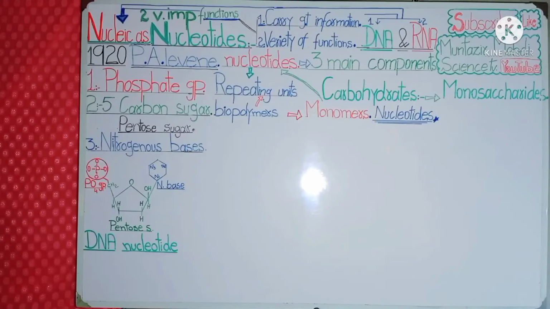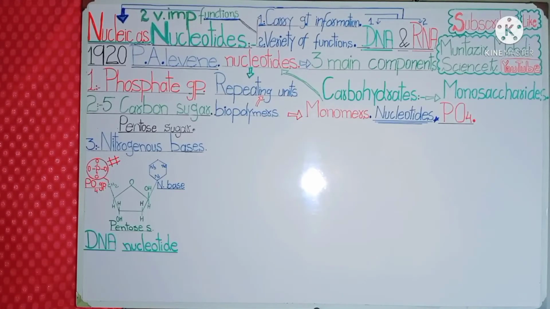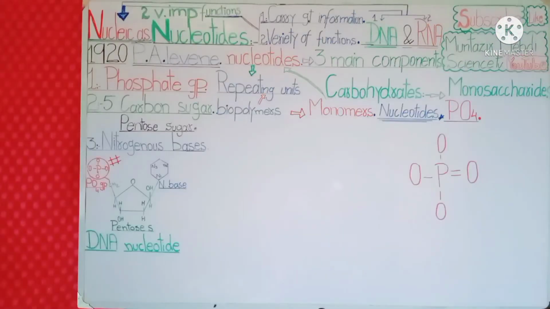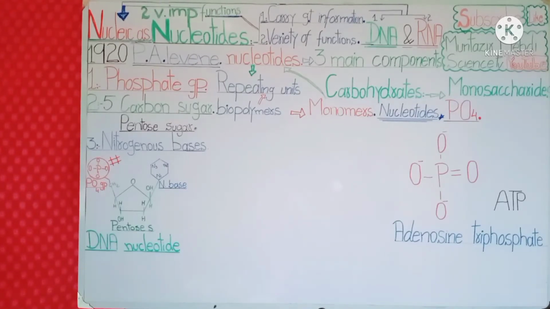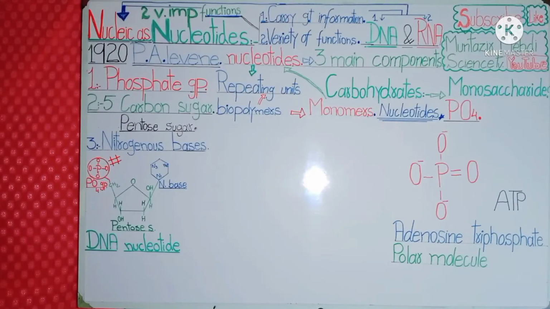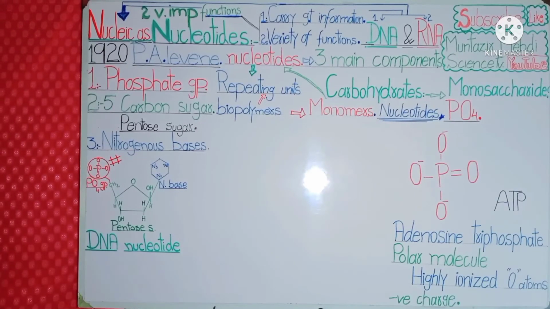The next important group to study in a nucleotide is phosphate, which is the entity right here. This phosphate group consists of a phosphorus atom in the center to which 4 negatively charged oxygen atoms are attached. It is the same as the phosphate group present in adenosine triphosphate, the energy-carrying molecule ATP in living organisms. However, in ATP, we have 3 phosphates attached to one another by high energy phosphodiester bonds. This phosphate is a polar molecule due to the presence of highly ionized oxygen atoms, which impart negative charge to the phosphate group.